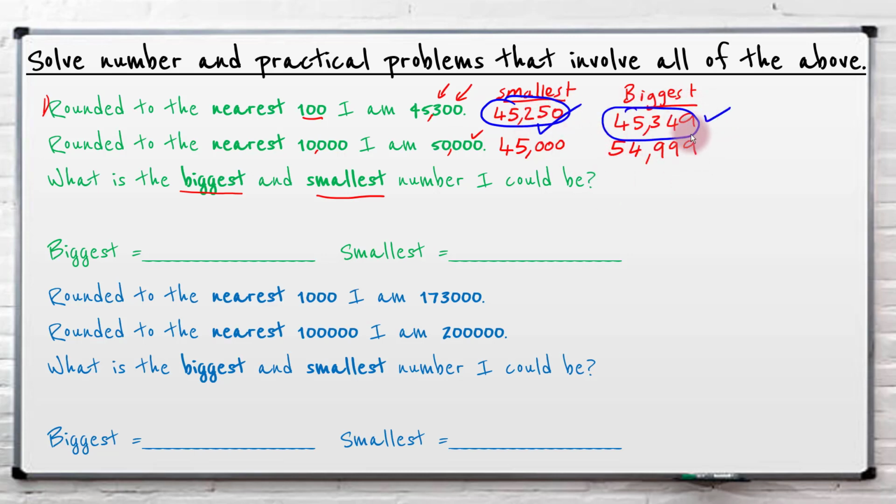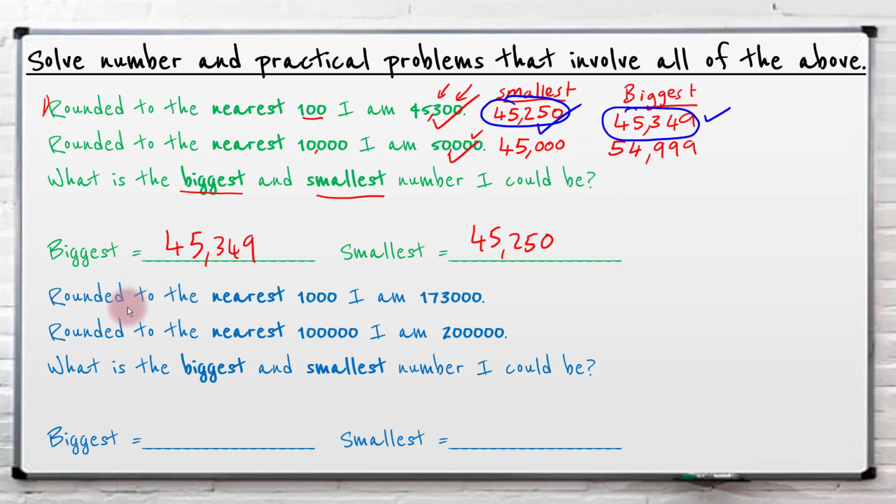Sometimes it'll be one from each, but if you write the smallest number it could be for this statement, the biggest number it could be, and do the same for the other one, then you will be able to find out your two answers. So my answer for the biggest is 45,349. And then the smallest it could be would be 45,250. And that would work for the first and the second statement. And all you've done is put the smallest and biggest for both of the statements.